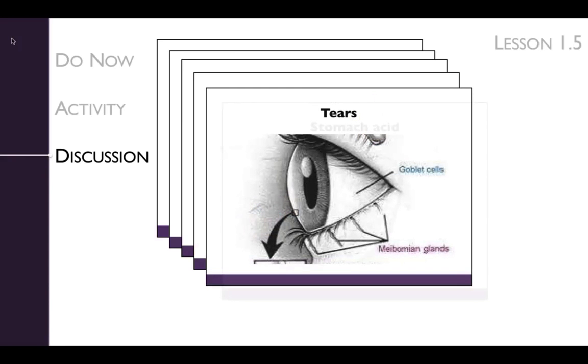Tears are associated with thin epithelia in the eyes. They contain enzymes with antimicrobial properties and flush the microbes from the epithelial surface.